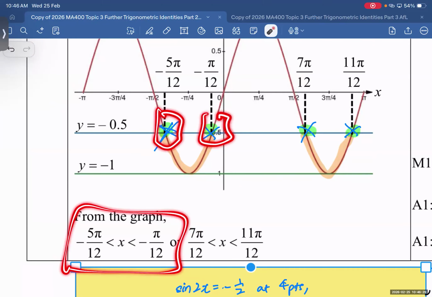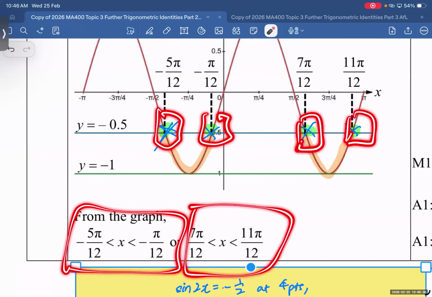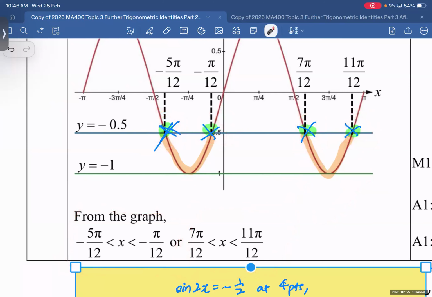Do I really need the negative 1? No need. It doesn't help me find what I want. It's a waste of time, right or not? So here 7 and 11. I only find these 2 points. Do I need to find negative 1? No need, right or not? It doesn't deserve your time.